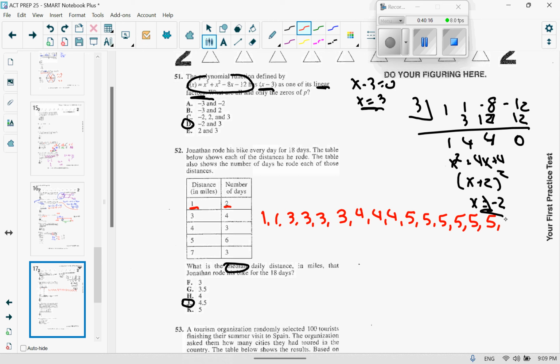Then I have 7 3 times. 1, 2, 3. Median, so 1, 2, 3, 4, 5. 1, 2, 3, 4, 5. Cross, cross, cross, cross, cross, cross. Because I'm stuck with these two, I'd find the middle of those two. So 4 plus 5 divided by 2 is 4.5.